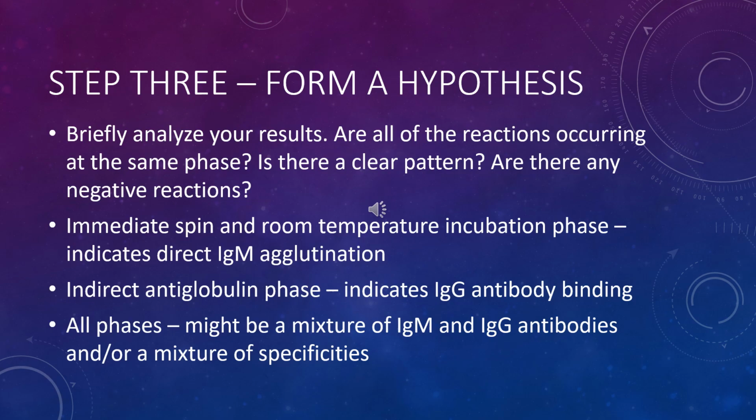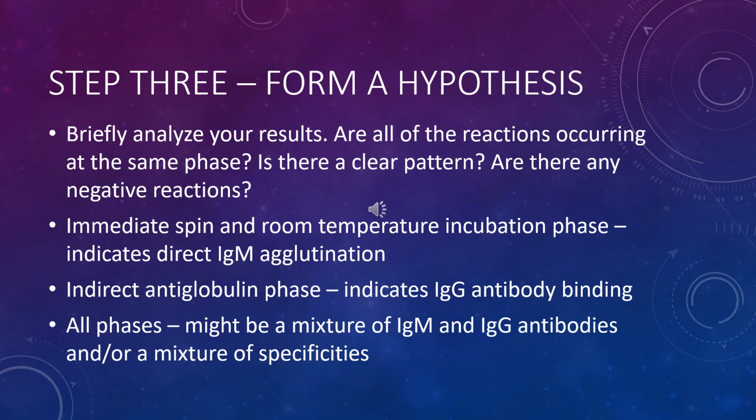So after you've performed the testing and you've recorded your results from your IAT, you want to take a step back and look at the big picture. This is a step that's hardest for newer techs, and as you get more experience, the easier this is going to come. But if you can spot a pattern immediately, it's going to help you move through the subsequent steps a lot quicker. Just like the antibody screen, your phase of reactivity is going to help you determine if the antibody is clinically significant. So if you have reactivity at immediate spin, it might not be as significant as if you had it at the AHG phase.